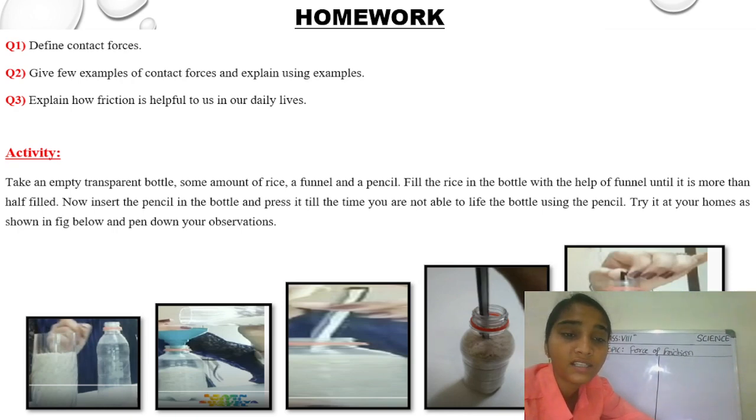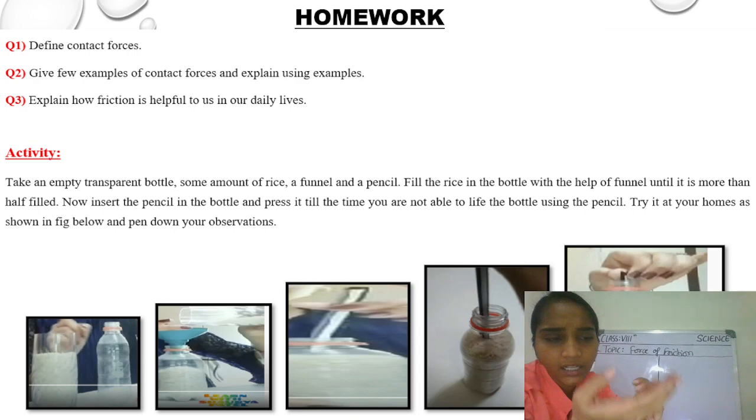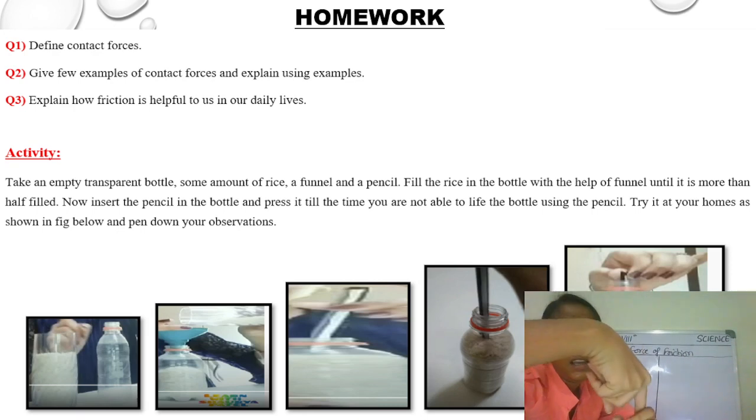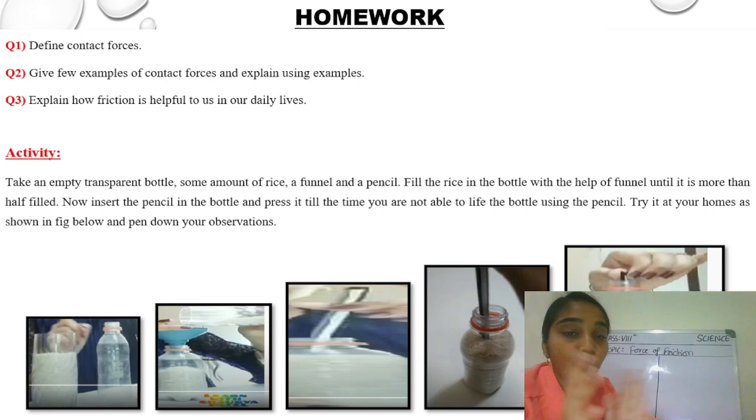The activity you have to perform: take an empty transparent glass bottle, some rice, a funnel and a pencil. Fill the rice in the bottle with the help of the funnel until it is more than half filled. Now insert a pencil very hard. You have to press it until you are able to lift the bottle using the pencil. Try it at your homes, and students, you have to pen down your observations. What do you think regarding the type of force involved, or what observation did you get on performing the activity?